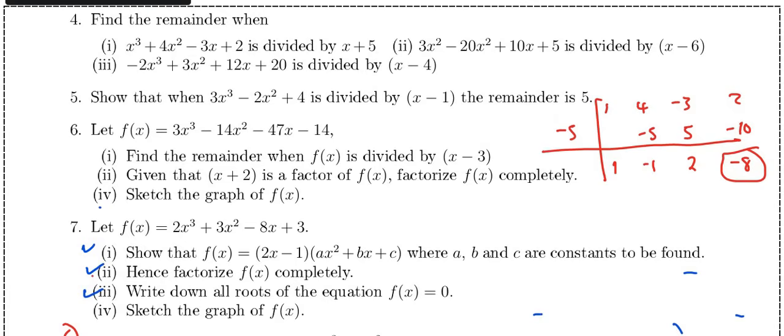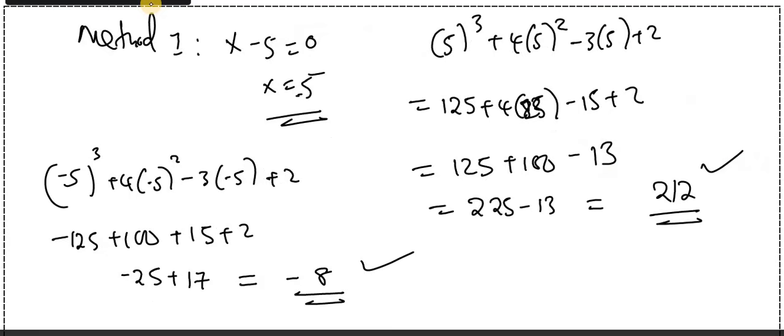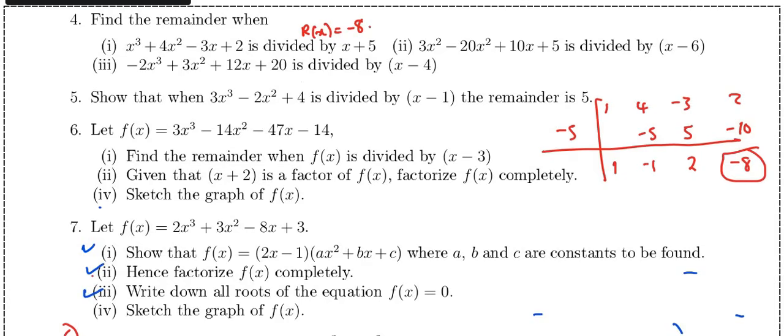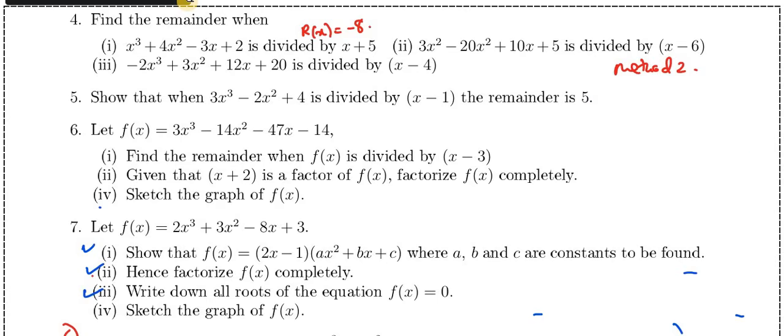So that's the remainder. For the first one, they just want the remainder. It's negative 8. You could have done this method, synthetic, or you could have just replaced the figure like we've done here. This is the correct thing. I made a mistake here, so ignore this part. Or you could have used long division. So this is method 1. Right here, I've given you method 2, synthetic, or you'd have done long division. The outcome is the same. So that's what you do for every question in number 4.